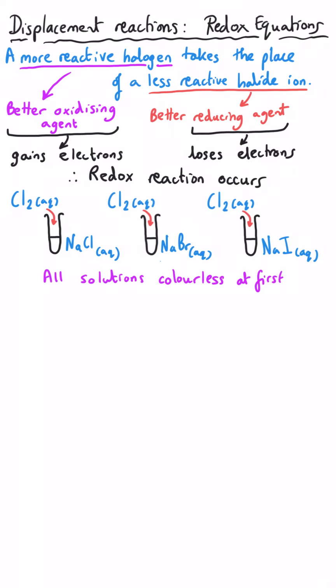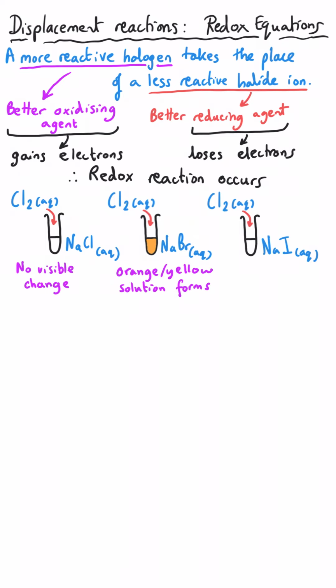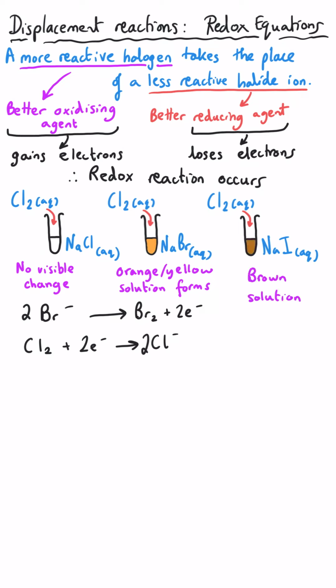And we would expect chlorine to be the best oxidizing agent of the three that are being used. And so what we would expect is the chlorine to be able to oxidize bromide and iodide ions. And that's what happens. What we would see is the orangey yellow color of the bromine appearing, and that would tell us that the bromide has been displaced, but more specifically that the bromide has been oxidized. And with the iodide, we would expect to see a brown solution forming, and that would be iodine that had been formed through the oxidation of the iodide ions.